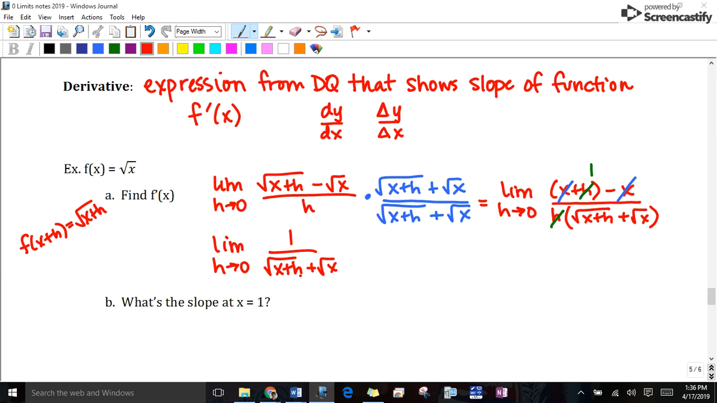So I'm plugging in the 0. Okay, if this becomes a 0, I have a square root of x plus another square root of x in the denominator, which equals 1 over 2 square root of x. So this is what I would call my derivative, f prime of x. And again, all this means is that this is what I can use to find the slope at any point on my function. Okay, so now moving on, what's the slope at x equals 1?